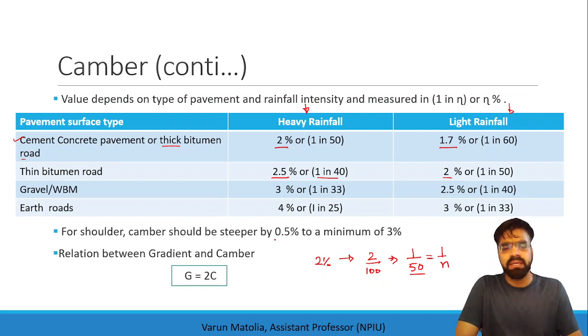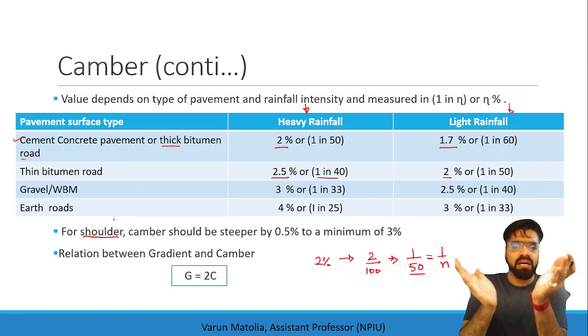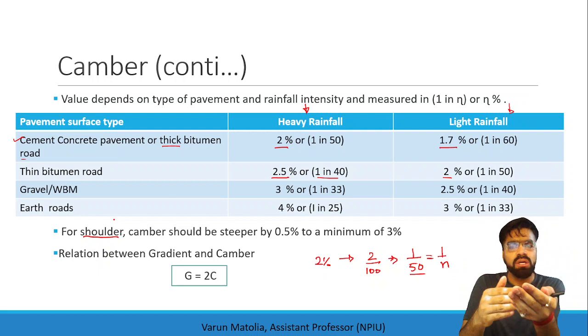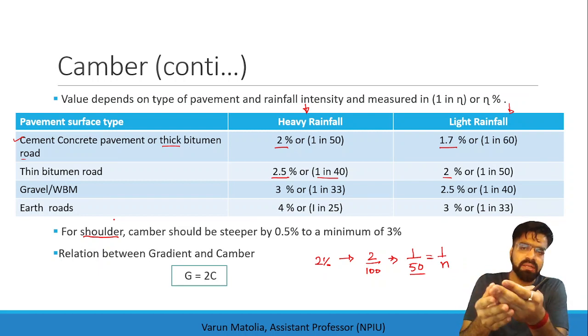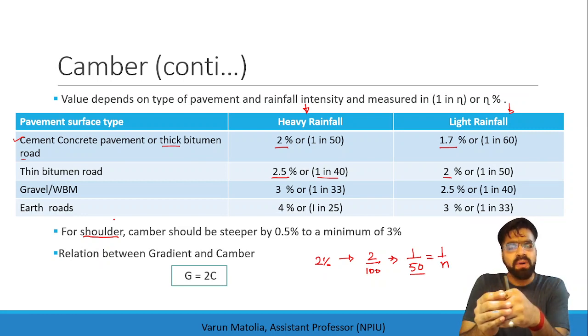Here, if we talk about shoulders, what they are we'll discuss later, but you should understand that the shoulders will have more camber as compared to the road, because shoulders are of different materials. Shoulder will be provided with 0.5% extra camber with a minimum of 3%.